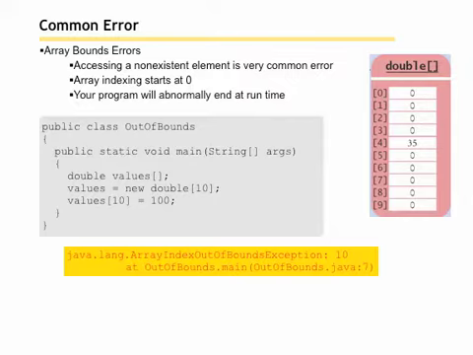And if we look at this code, we can see that we have values sub 10 equals 100. There is no values sub 10. There are 10 elements in the array, so the last element is values sub 9.